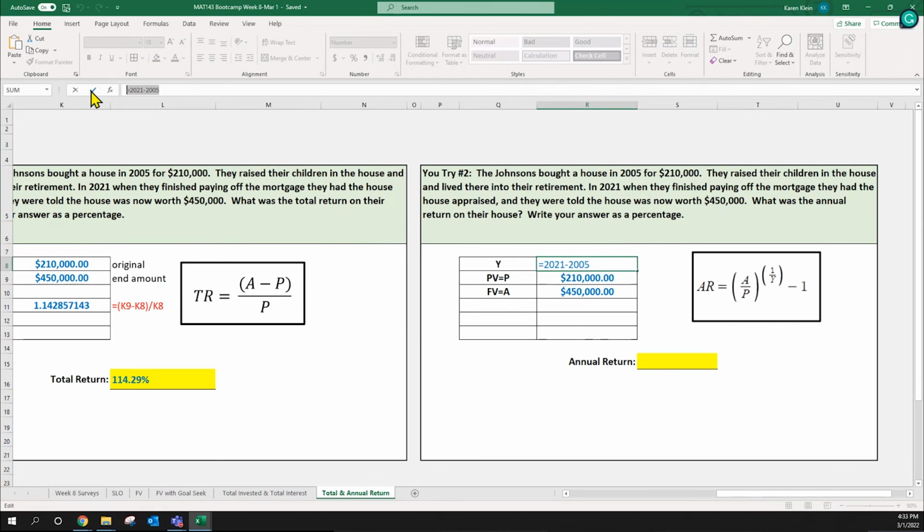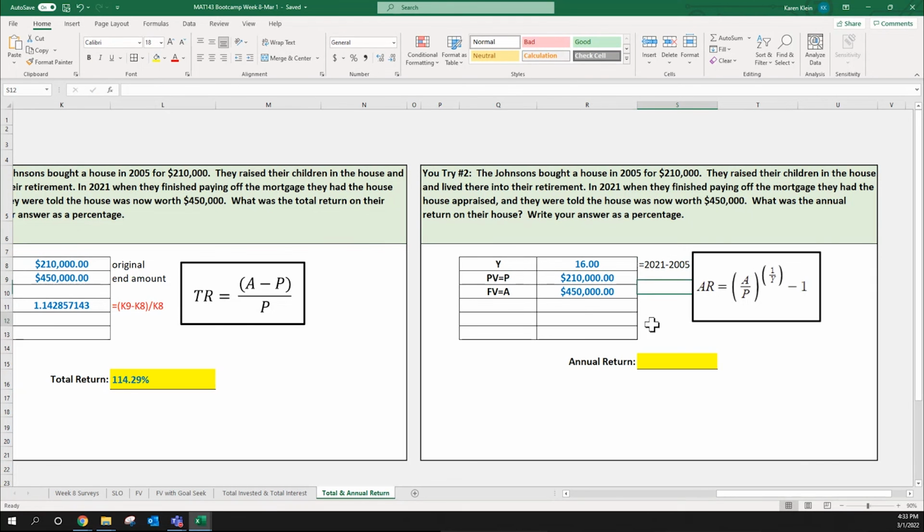So I just subtracted the years here. So now my annual return, and by the way, if you're heading out of here, I need for you to complete the post survey, please.